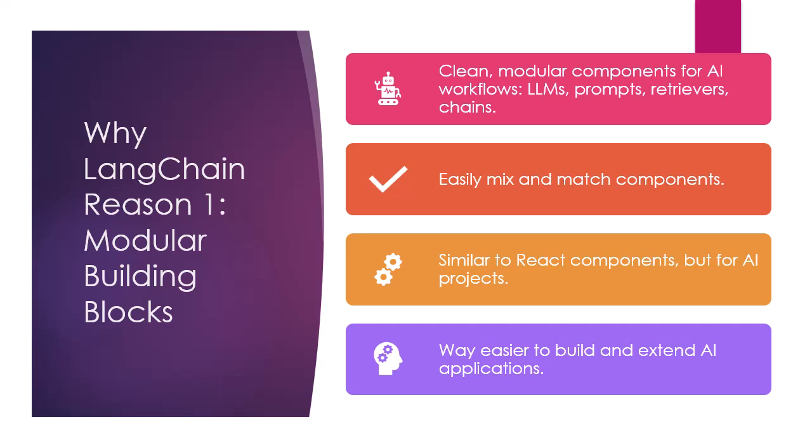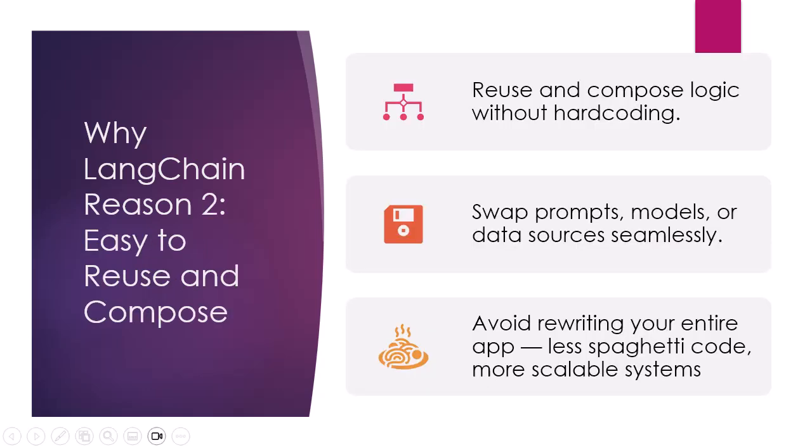It's way easier to build and extend projects. Instead of hard coding your AI logic everywhere, LangChain lets you reuse and compose logic cleanly. You can swap prompts, models, or even data sources without rewriting your entire app. Less spaghetti code, more scalable systems.